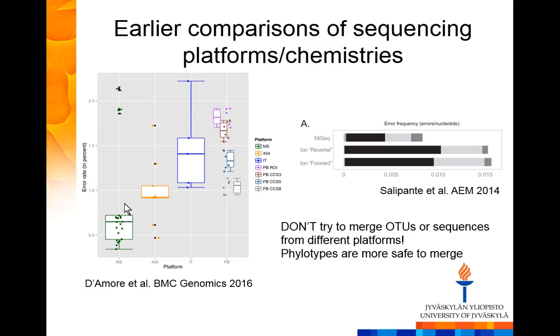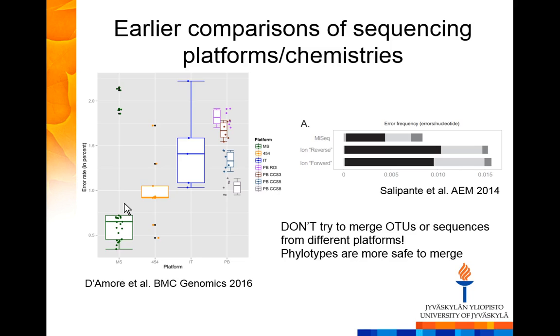They base those comments on these two earlier publications that are actually very nice publications. So here you see that the Ion Torrent data quality is much worse: the error percentage for MiSeq is around 0.5, and for Ion Torrent it was closer to 1.5. And also here, the sequencing error in this other publication.